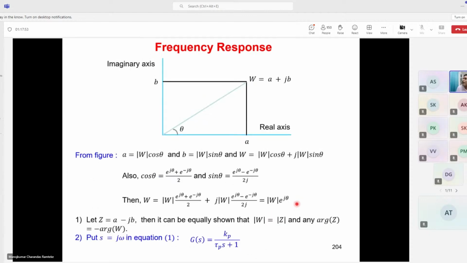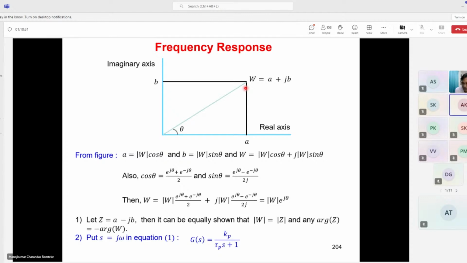Now let's look at this function W in a little more detail. Remember, I said A is the real part and B is the imaginary part. If I represent this function W in a complex plane, I can represent the imaginary part on the y-axis and the real part on the x-axis like this, correct? The length of this point from the origin will be nothing but its magnitude. Do you all agree?